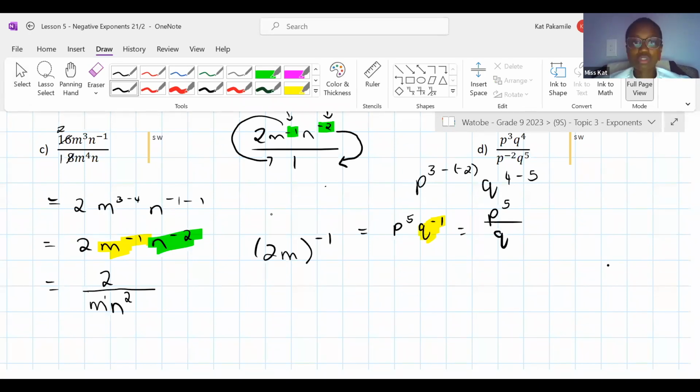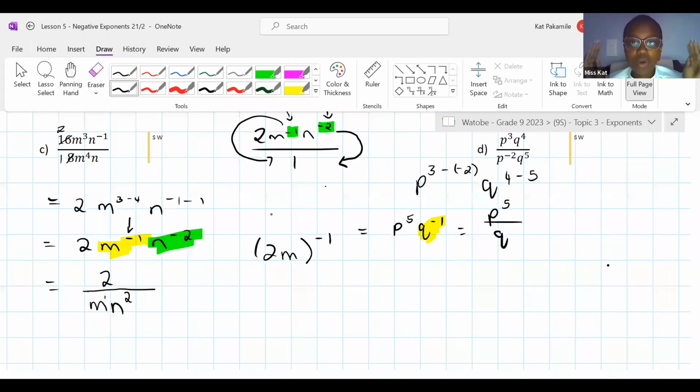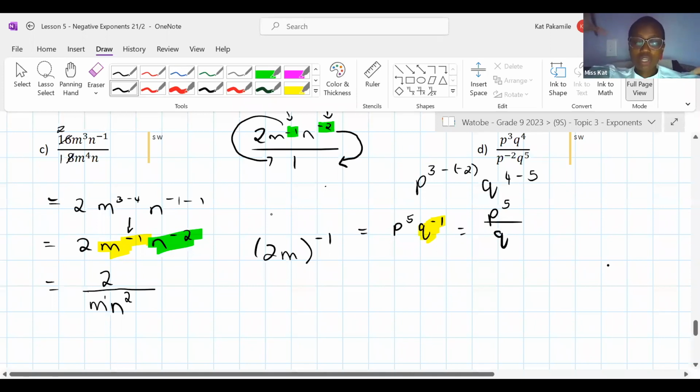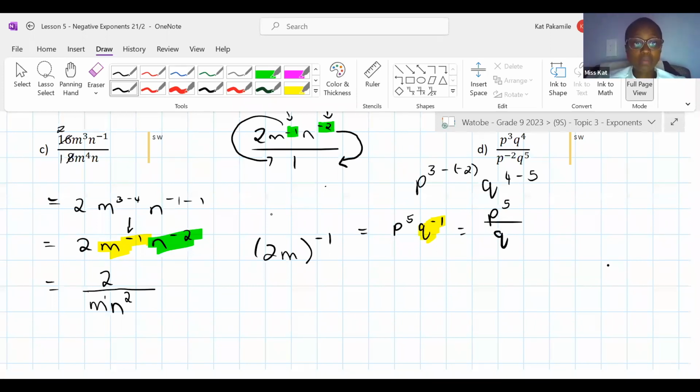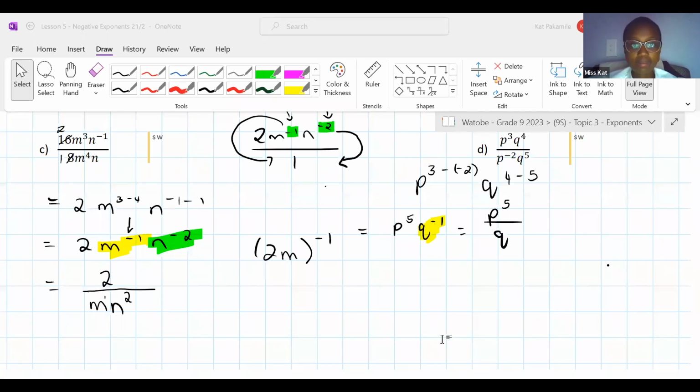Do you see that? Oh, yes, I see. But this exponent only applies to M. It is exclusive to M, basically. So we only move the one which is attached to the exponent. In this case, it happens to be the M. Do you see? Yes, ma'am. Okay, I hope I answered your question. Thank you, ma'am. You're welcome.